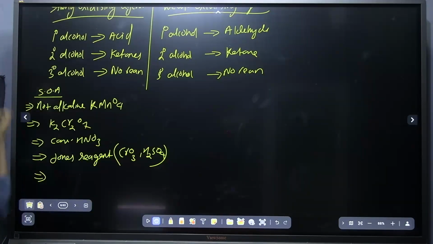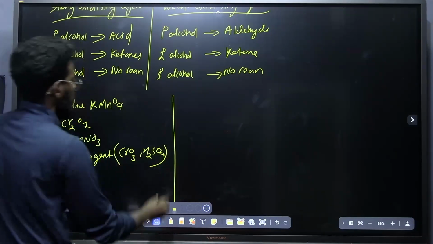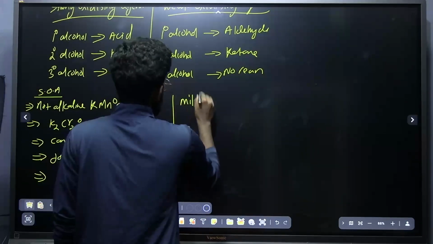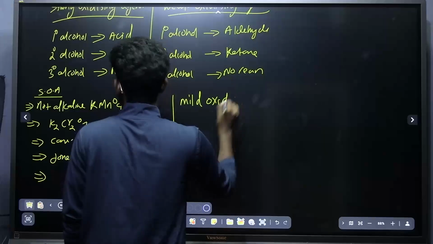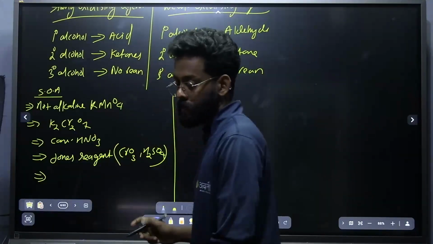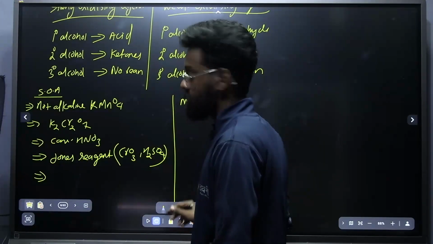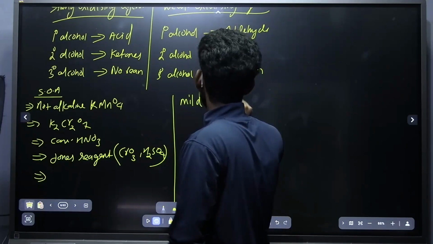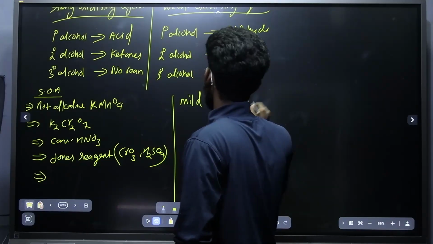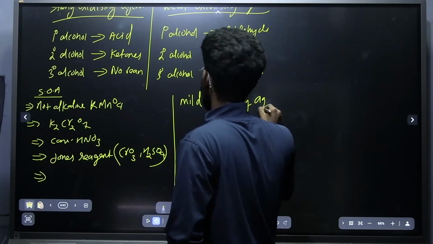Any more strong oxidizing agent, do you know? Okay, these are the important strong oxidizing agents. Now coming to the mild oxidizing agents. PCC, pyridinium chlorochromate. Is that strong or weak? Weak. Yes, very good. Mild oxidizing agent.